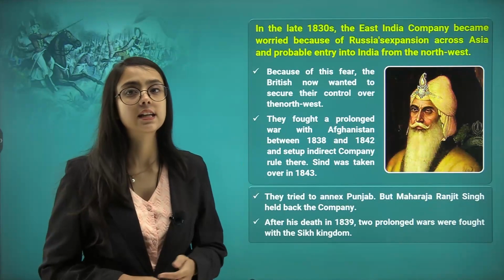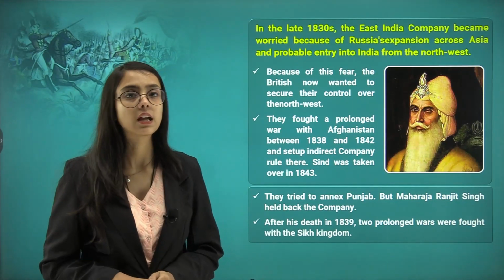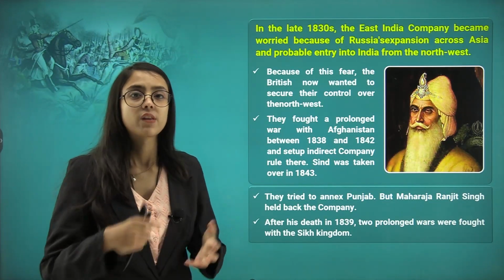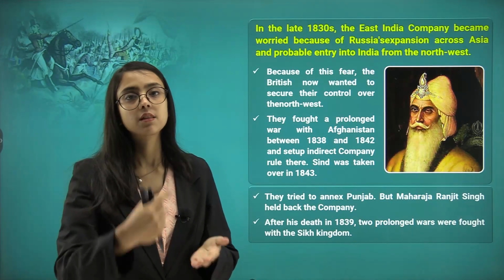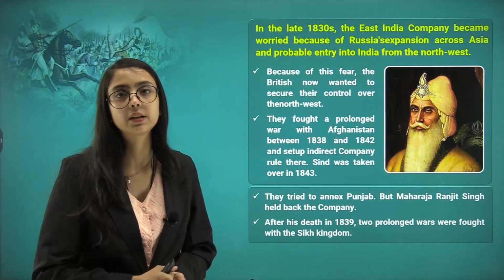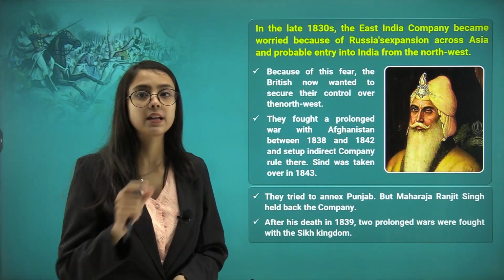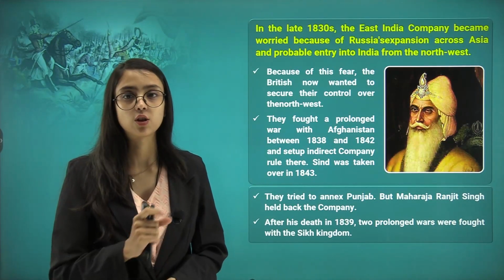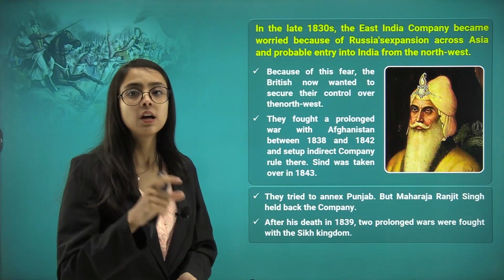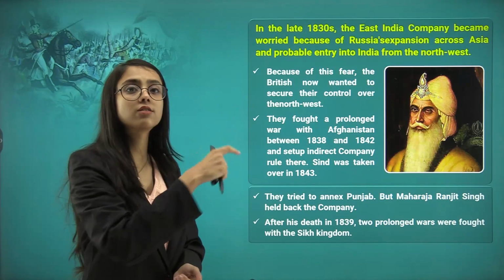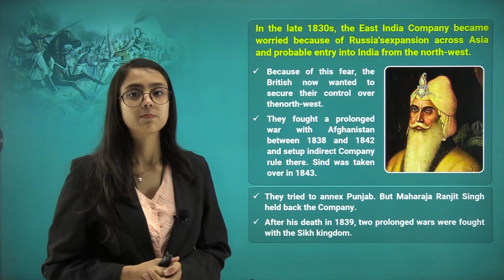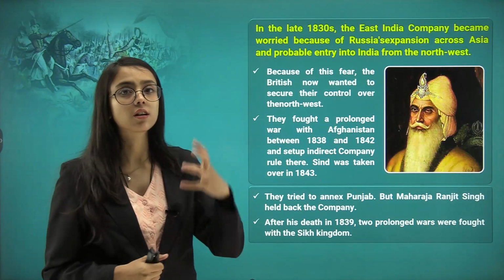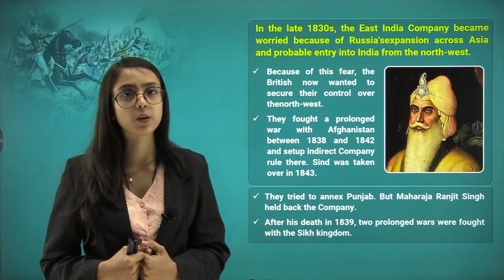In the late 1830s, the East India Company became worried about Russia's expansion as well. The French came, the Portuguese came, the Dutch came. They were all removed and eliminated by the British. But now, in the 1830s, they were worried about Russian expansion across Asia and a probable entry into the Indian subcontinent from the northwestern part. Because of this fear, the British now wanted to secure their control over the northwest as well.